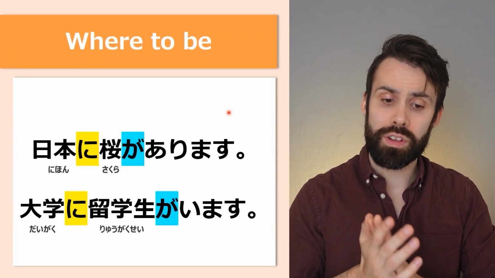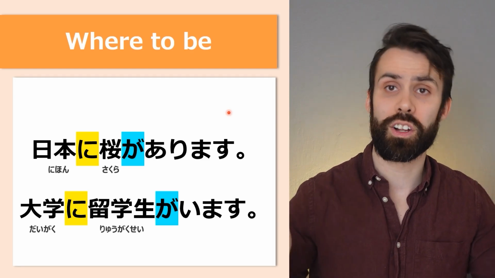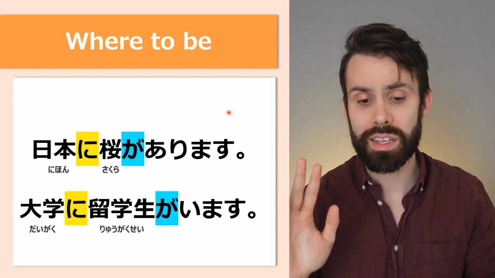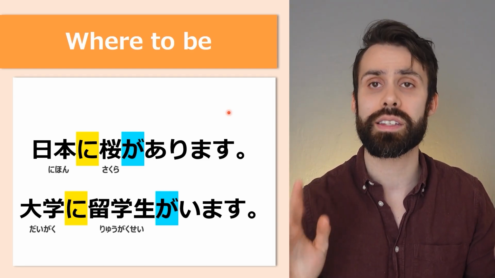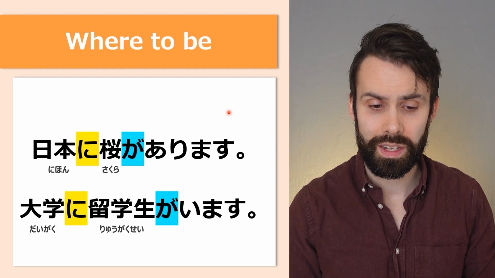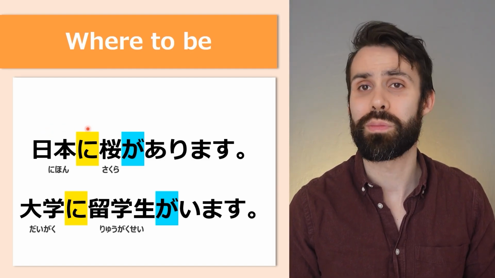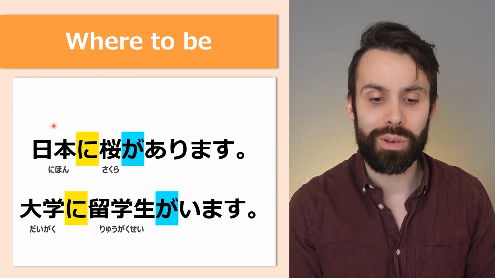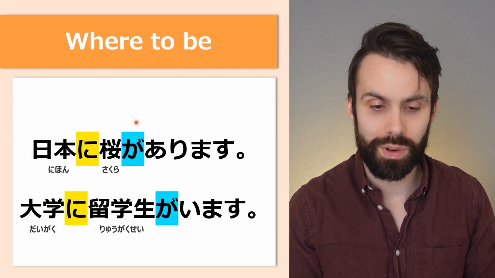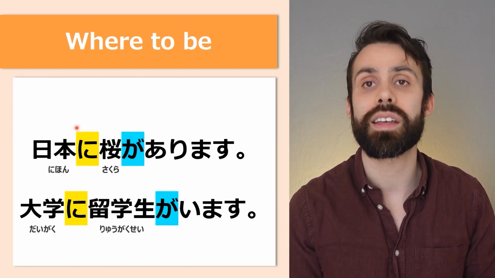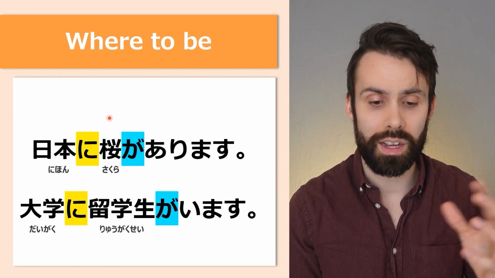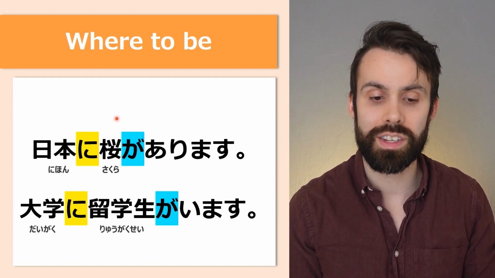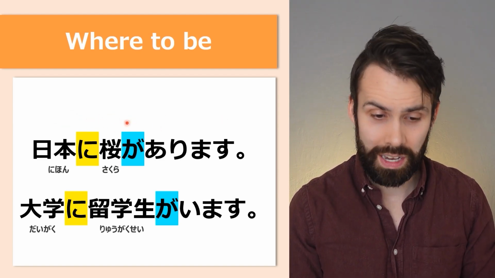And here we can sort of start to locate a little bit. So Nihon ni sakura ga arimasu. In Japan, I should probably use the pointer more than my hands. So Nihon ni sakura ga arimasu. So in Japan, Nihon ni, sakura, so cherry blossom, sakura ga arimasu. So in Japan, there is cherry blossom.